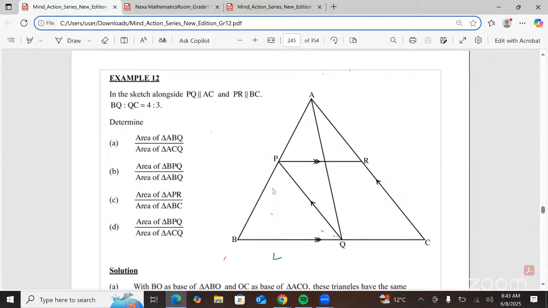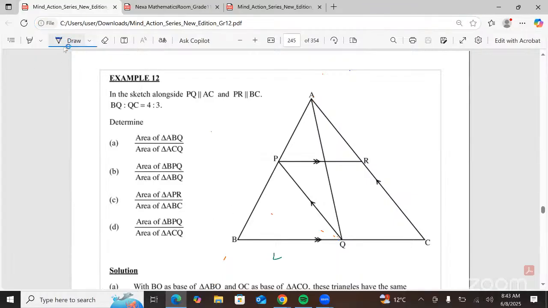Thank you. I was doing this problem number B here in example 12. I was busy drawing these triangles, and then the system just kicked me out. Then triangle BPQ.